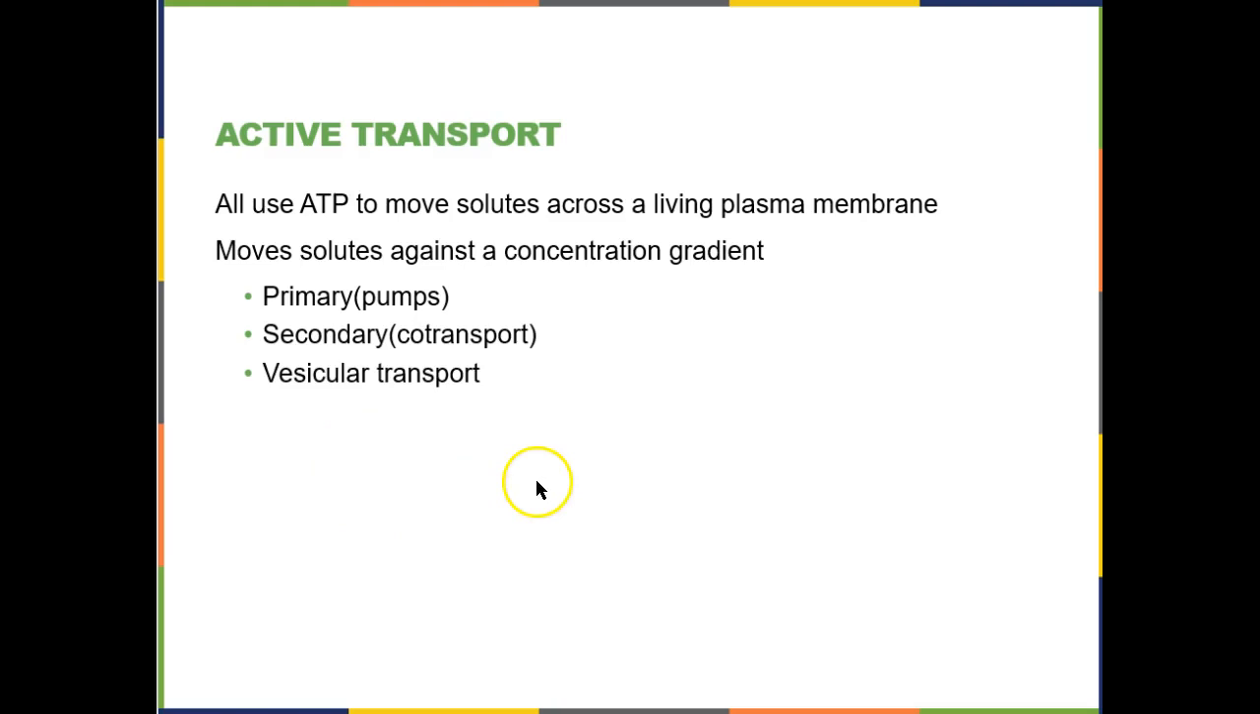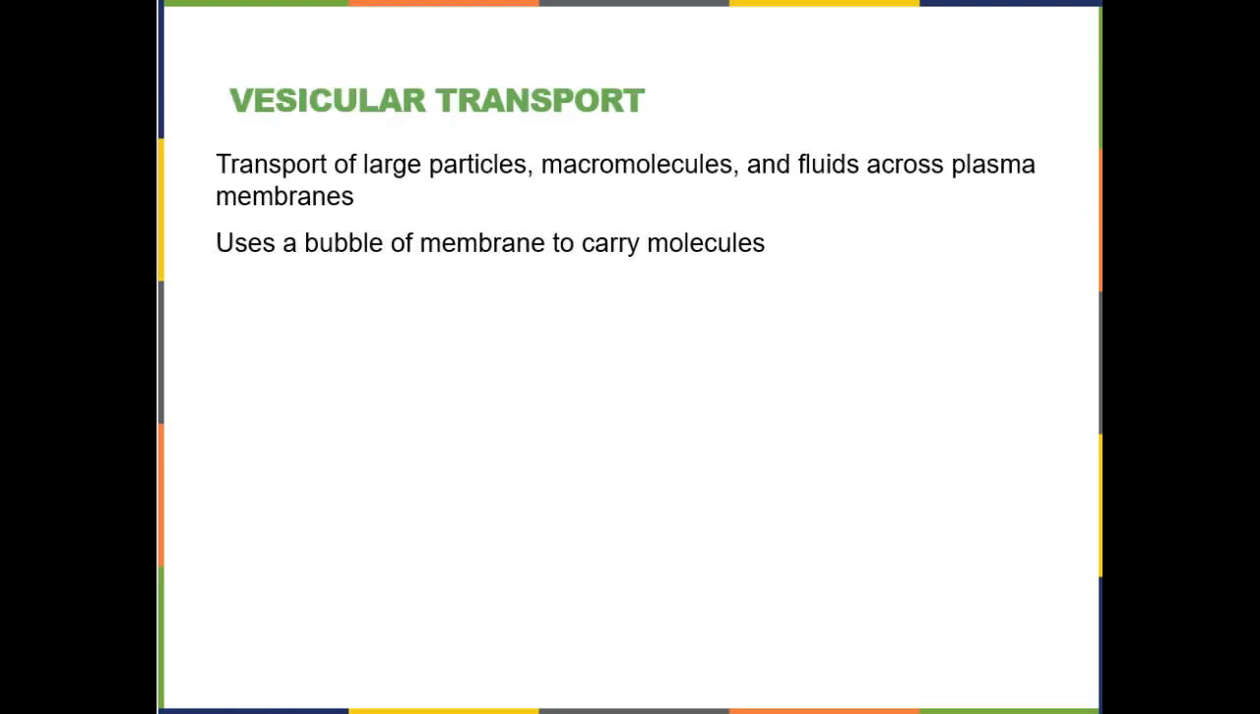So now we're on to active transport. As I said, this is any process that uses ATP to move a solute across the plasma membrane. We're going to have primary active transport, or pumps, secondary active transport, and vesicular transport. Secondary we're not really going to spend a lot of time on. Vesicular transport we will talk about first, and I'm going to go all the way back to this picture here.